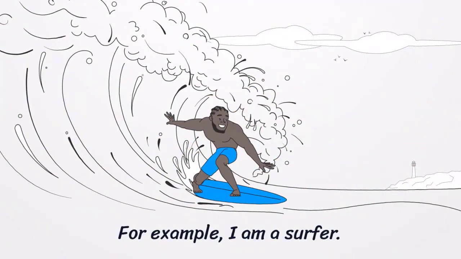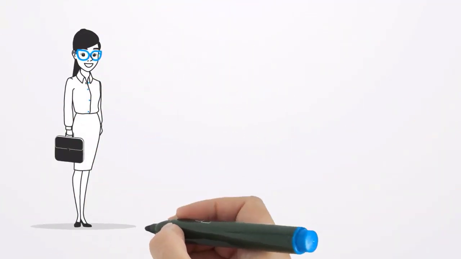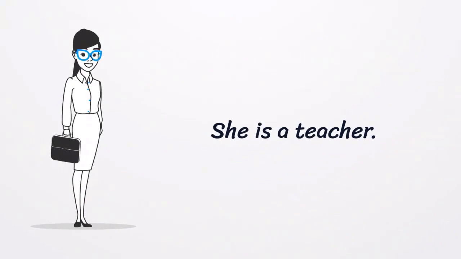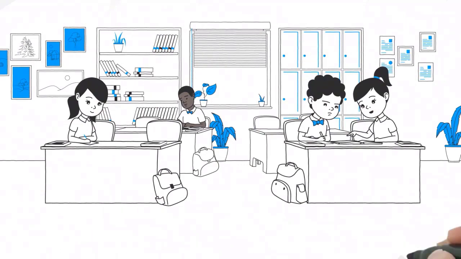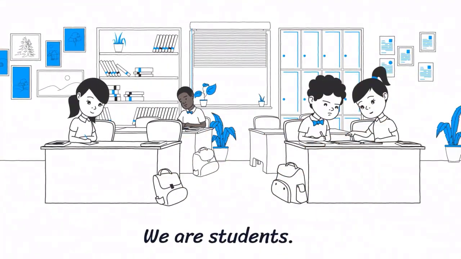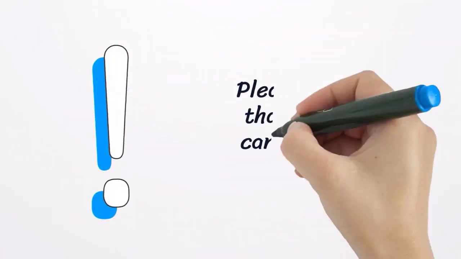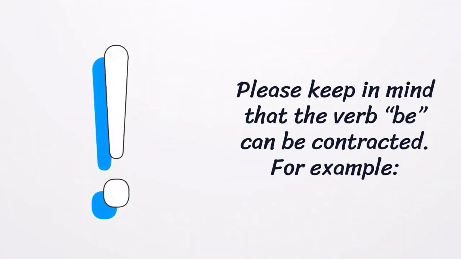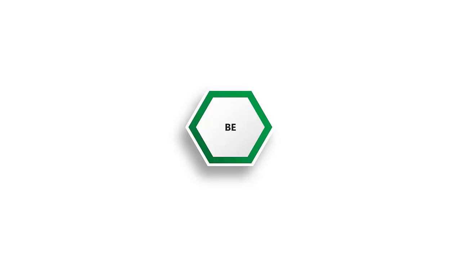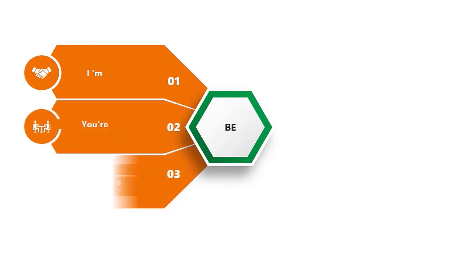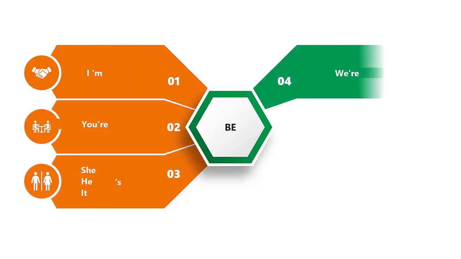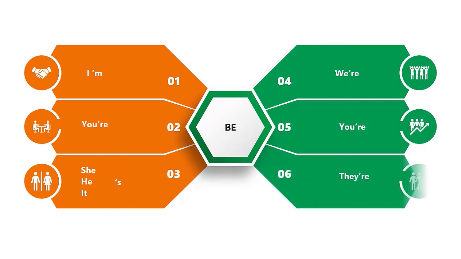For example, I am a surfer. She is a teacher. We are students. Please keep in mind that the verb be can be contracted. For example, I'm, you're, she's, he's, it's, we're, you're, they're.